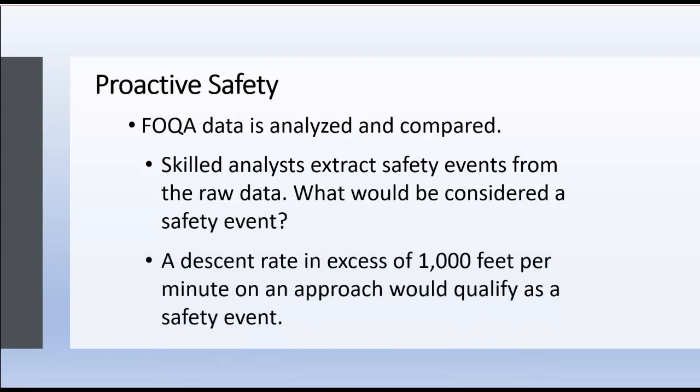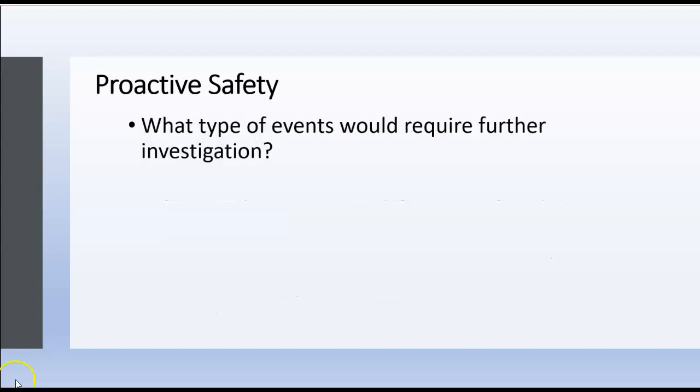For example, a descent rate in excess of 1,000 feet per minute on an approach would qualify as a safety event. And if there was a pattern discovered when analyzing the data, then an investigation again could be done to determine why this was the case at this particular airport on this particular approach, and make recommendations to change that, to remove that safety event.